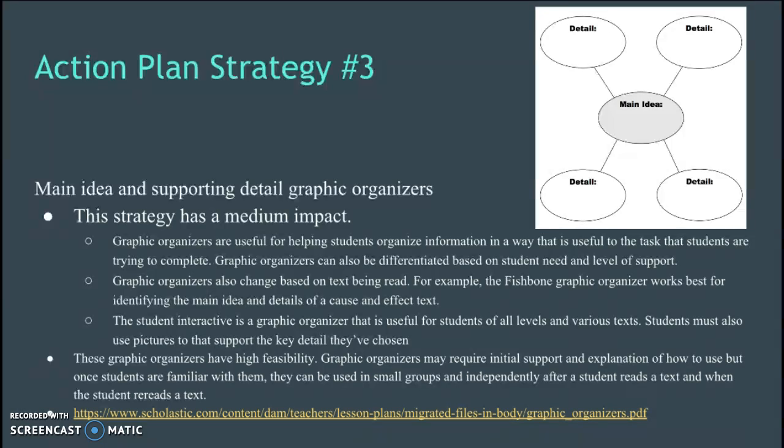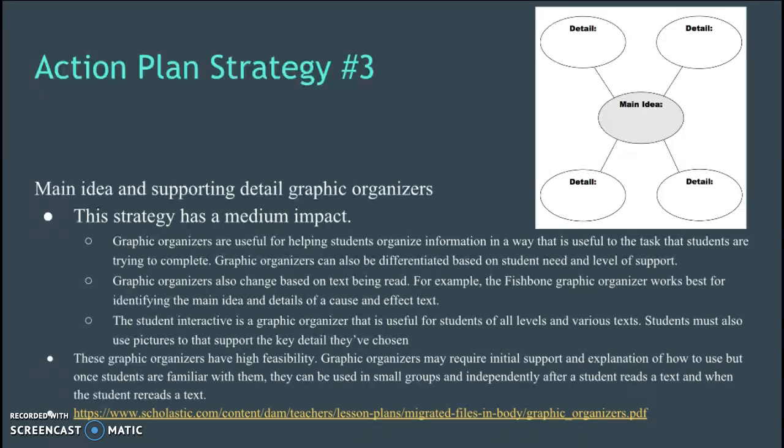For example, the fishbone graphic organizer works best for identifying the main idea and details of a cause and effect text. The Student Interactive is a graphic organizer that is useful for students of all levels and various texts. Students must also use pictures to support the key details they've chosen. These are a few examples of graphic organizers that could be used in a classroom to show main idea and supporting details. These graphic organizers also have a high feasibility.